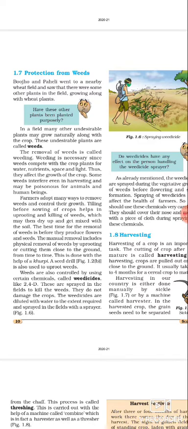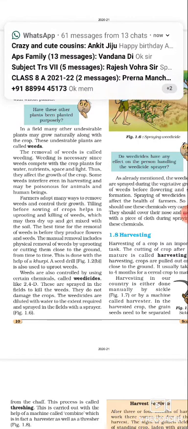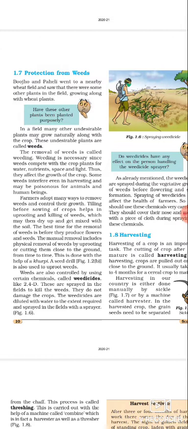So what they do, they start competing with the main crop for water, nutrients, space and light. And if they compete with the main crop for water, nutrients, space and light, they will affect the growth of the crop. These weeds will not provide you anything. They start consuming the material that is required by the main plant. So they will affect the growth of the crop.